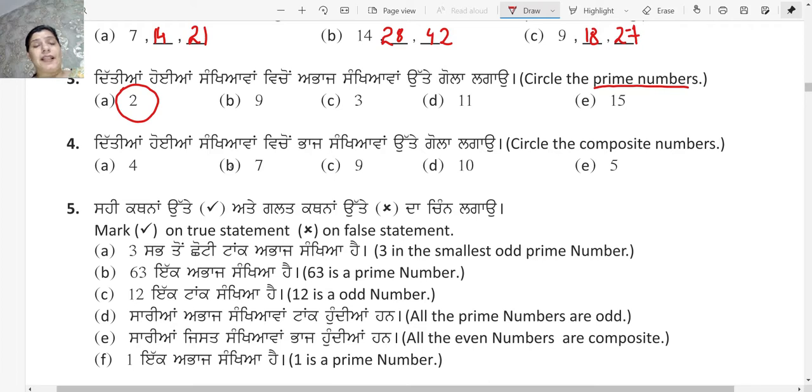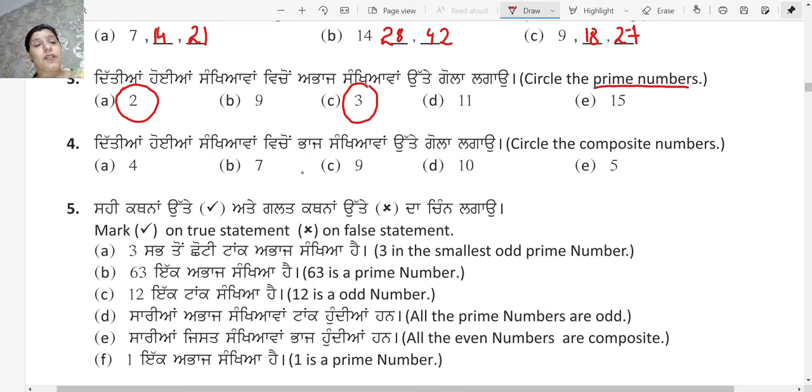Then next 9. 9 is divisible by 3 students, so it is not a prime number. We will not circle this. Then next is 3. Yes, 3 is a prime number, so you will circle this number because it has only two factors, 1 and 3.